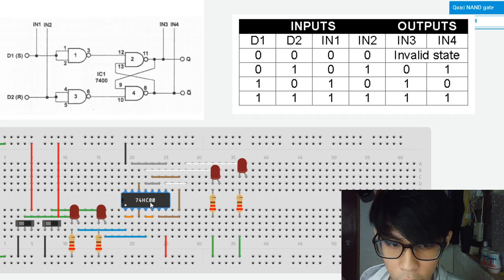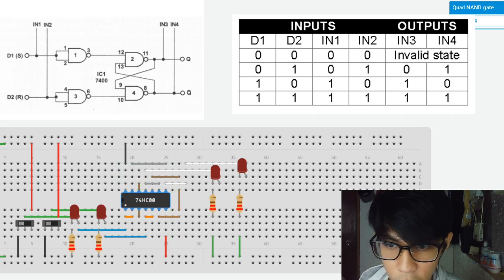Let's proceed to the breadboard. We can see here that pin 1 and pin 2 are already shorted, and pin 4 and pin 5 are shorted. The output pin 3 and the output pin 6 are both connected to the NAND gates' inputs, pin 12 and pin 10. Pin 3 is connected to pin 12, and pin 6 is connected to pin 10. Let's see here the brown wire. This will serve as our guide.